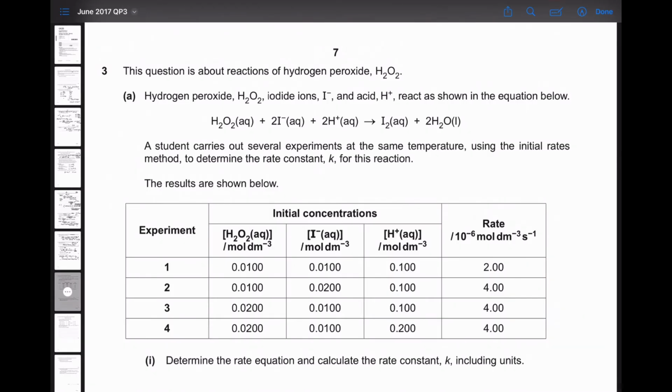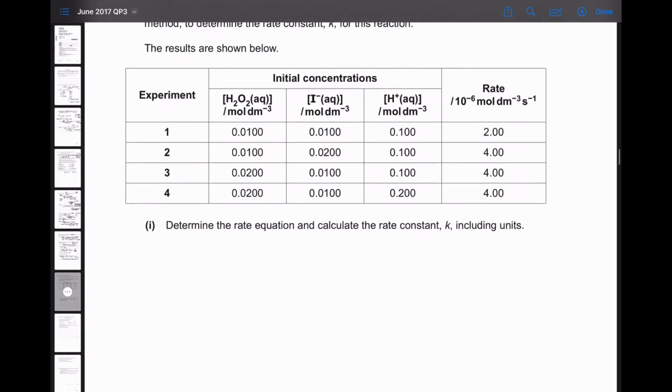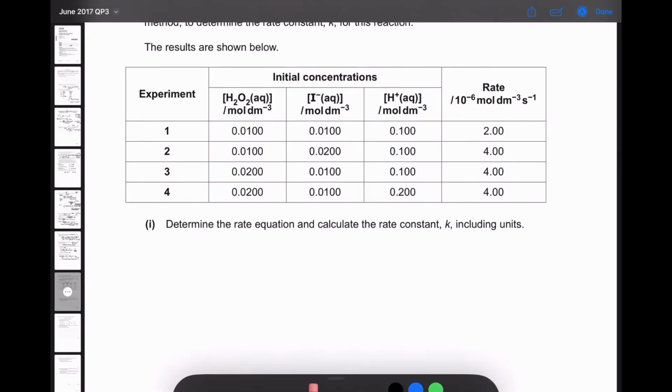This question is about reactions of hydrogen peroxide, H2O2. Hydrogen peroxide, iodide ions, and acid react as shown below in this equation. A student carries out several experiments at the same temperature using the initial rates method to determine the rate constant k for this reaction, and the results are shown below. Determine the rate equation and calculate the rate constant including units.